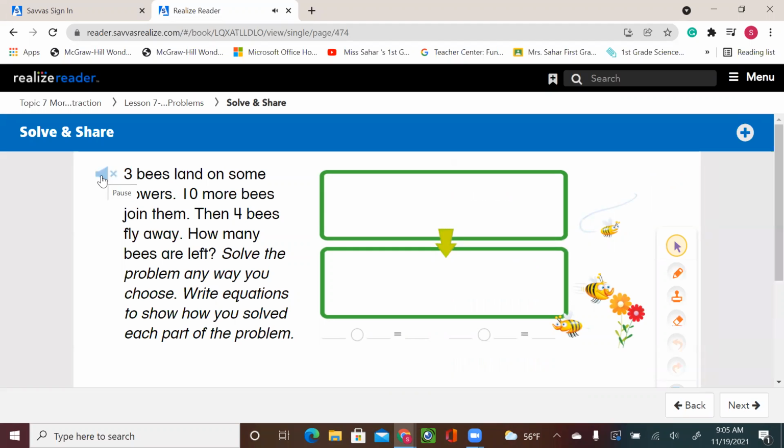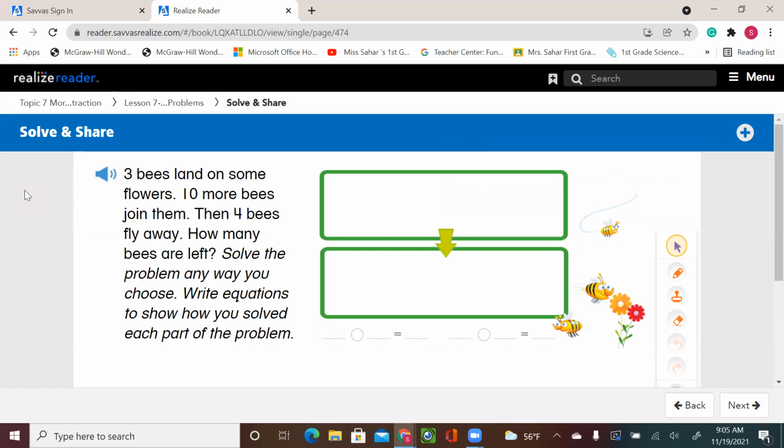Three bees land on some flowers. 10 more bees join them. Then 4 bees fly away. How many bees are left? Solve the problem any way you choose. Write equations to show how you solved each part of the problem.